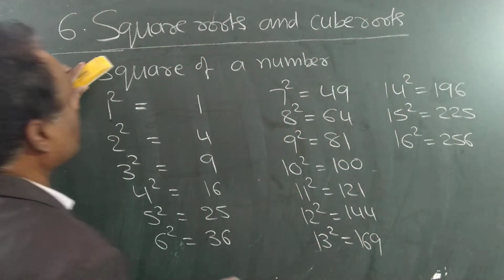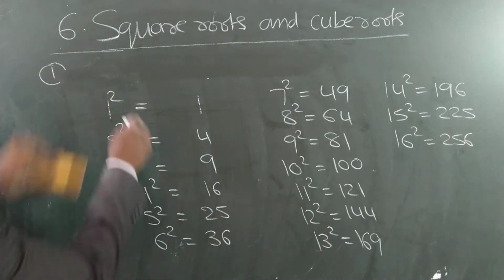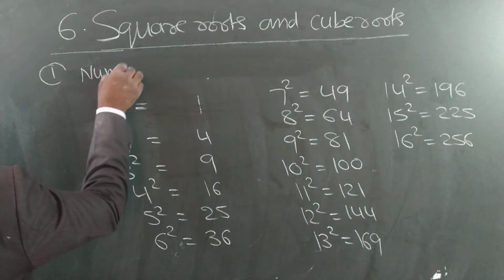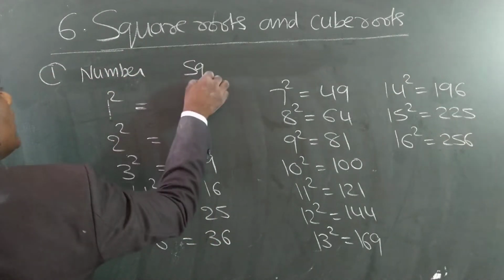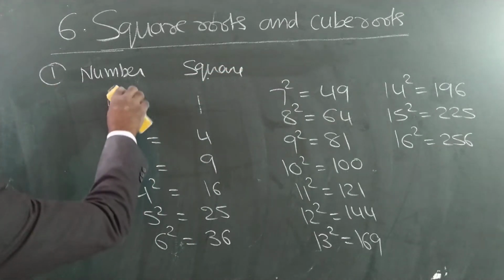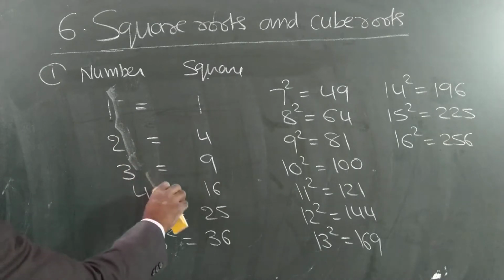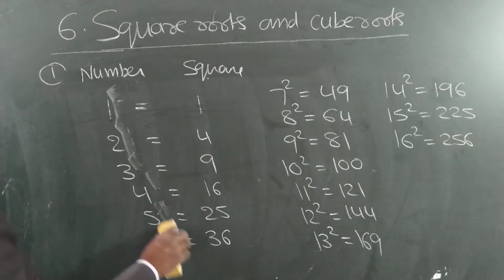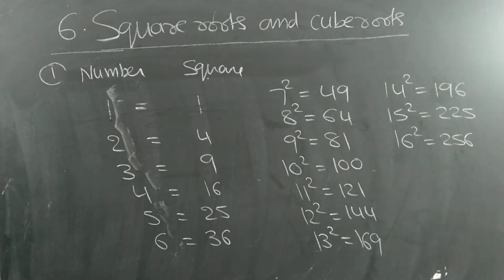So write down this. Number, and its square. Only number you write, and square, here you write. That's all. Number and its square. Write down.